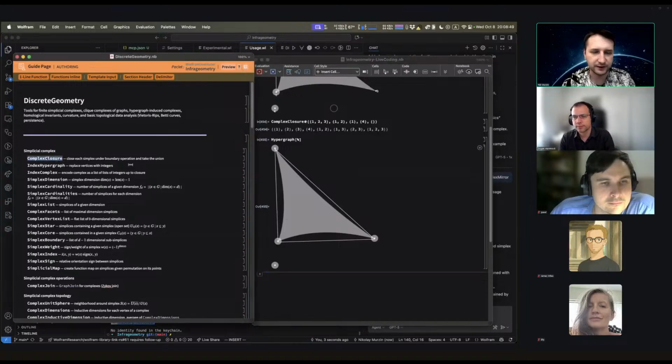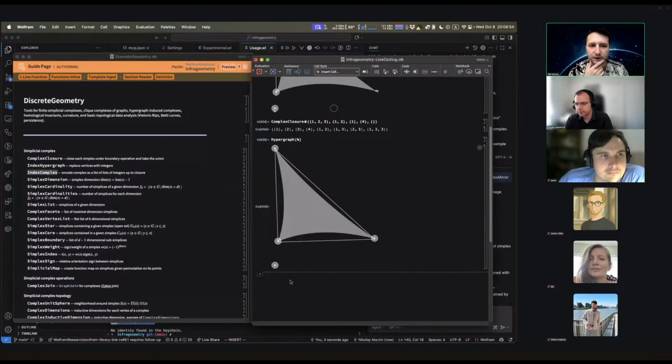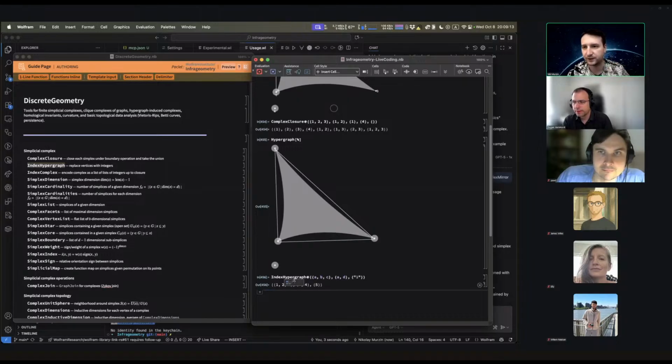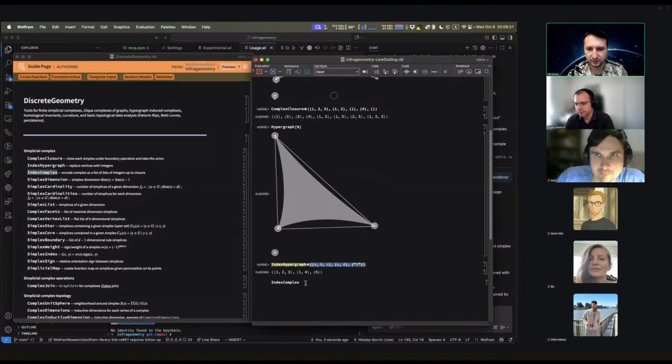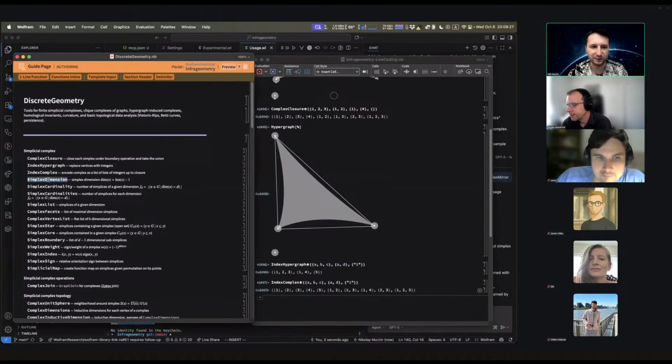So this is the closure. The index hypergraph and index complex are some convenient utilities if you have a hypergraph maybe expressed in terms of some symbols or strings or whatnot. If you index them, with index hypergraph or index complex, it just renames them with integers. So it's the analogue of index graph in the system, right? The same goes for the index complex, it just adds the closure to that, right? So what else? By the way, you should interrupt me if some questions arise.